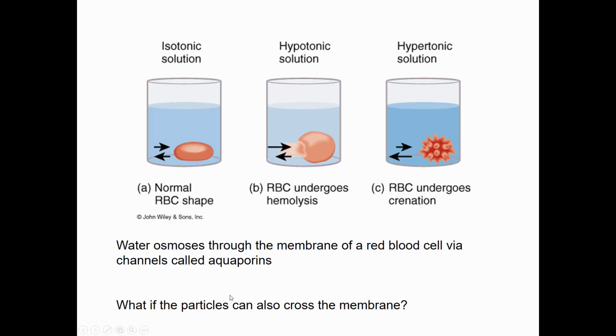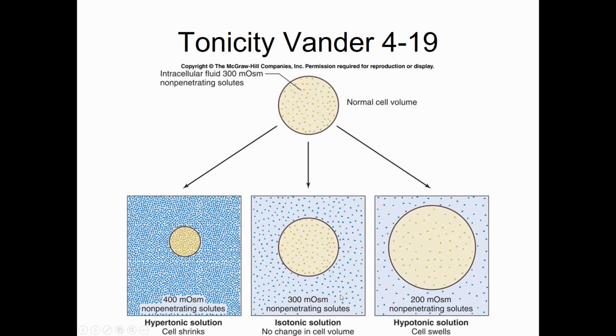But what if the particles can also move? Well, then we come to something called tonicity. Tonicity is not just the total number of particles, but the total number of non-penetrating particles. So if we have 400 non-penetrating particles, that's hypertonic. That will cause the cell to shrink. If we have 200 non-penetrating particles, that's hypotonic. The concentration of water is higher, so water enters and the cell swells.